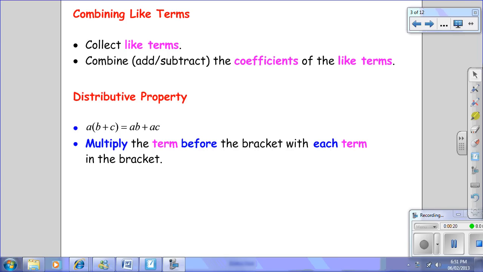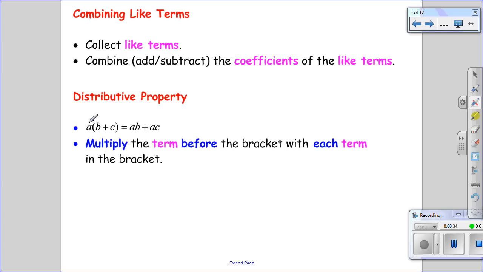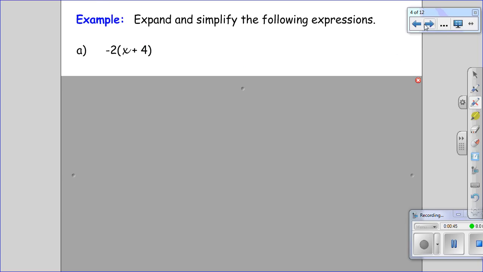The first thing we need to do is collect like terms, and then we add or subtract the coefficients of the like terms. The next thing we need to know and remember is our distributive property. So when we have A times B plus C, A has to be multiplied with the answer to B plus C. And the easy way to do that is to multiply A with B and to multiply A with C. This is known as the distributive property.